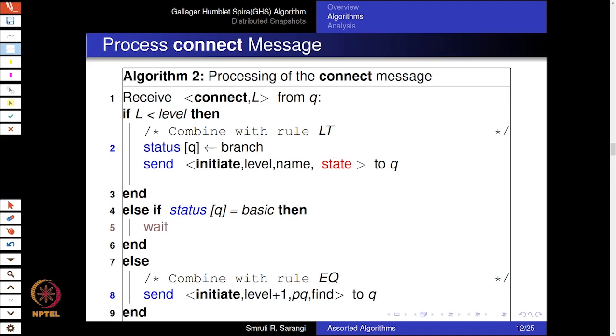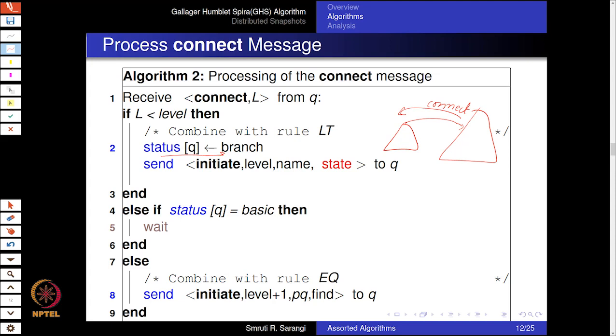So the idea here was that I'm combining with rule LT primarily because here I have a case where I have a small fragment that is requesting a bigger fragment to connect, and the bigger fragment has no issues at all. So it sets status Q to branch and sends an initiate message back to the smaller fragment saying that, okay, look, this is my name, level and state. Henceforth, this is your name, level and state as well.